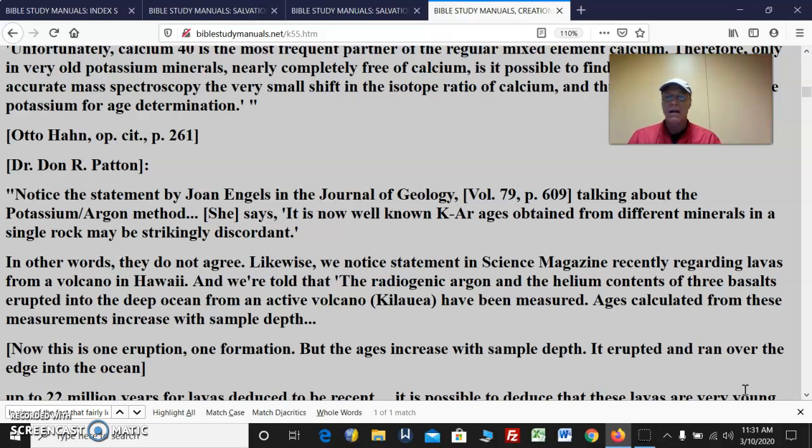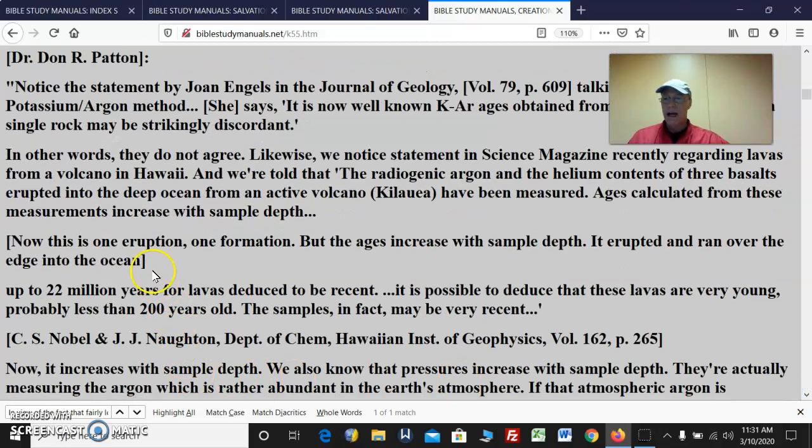Likewise, we noticed a statement in Science magazine recently regarding lavas from a volcano in Hawaii, and we're told that the radiogenic argon and the helium contents of 3 basalts erupted into the deep ocean from an active volcano, Kilauea, have been measured. Ages calculated from these measurements increase with simple sample depth. Wow. Now, this is one eruption, one formation, but the ages increase with sample depth. It erupted and ran over the edge into the ocean. Up to 22 million years for lavas deduced to be recent. It is possible to deduce that these lavas are very young, probably less than 200 years old.